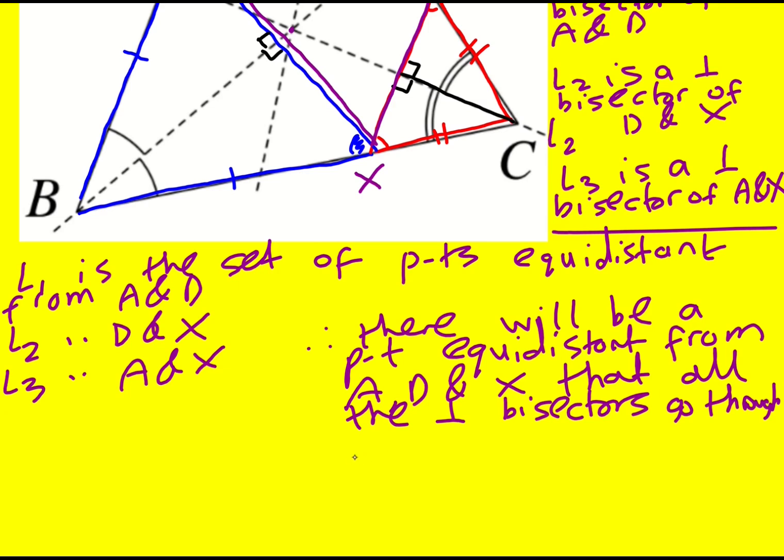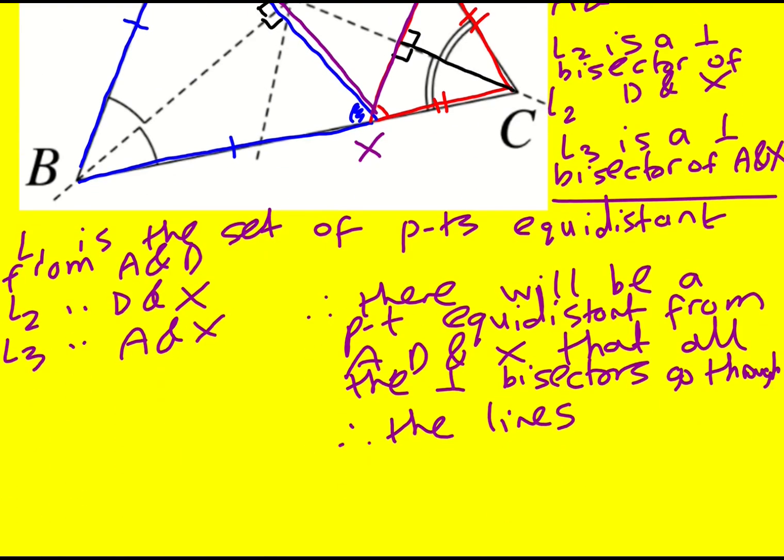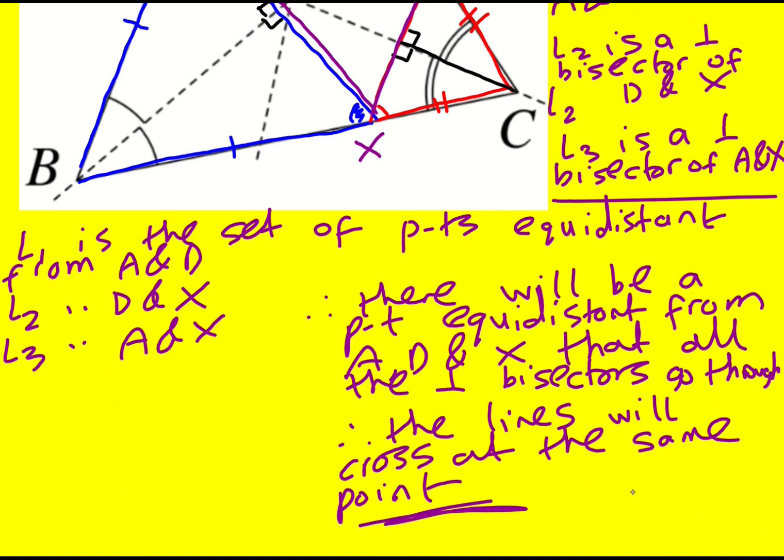And therefore the lines L1, L2, and L3, which are the bisectors shown, will cross at the same point. And that's all we need to do.